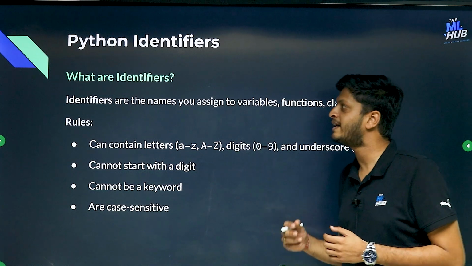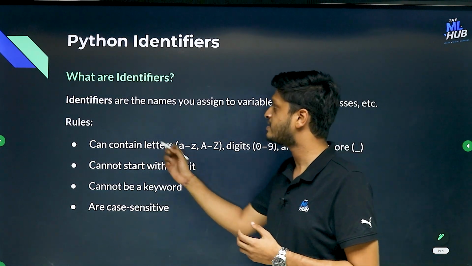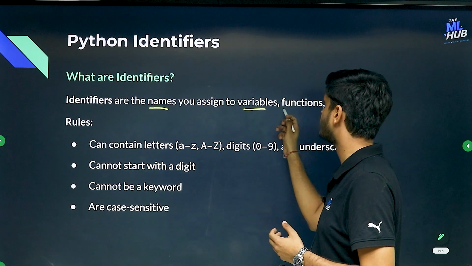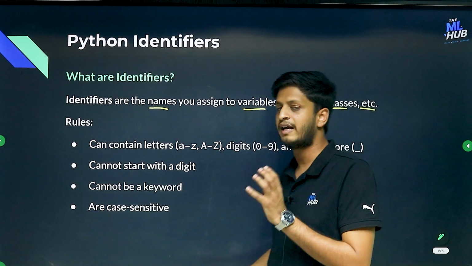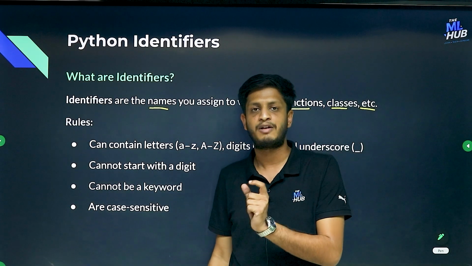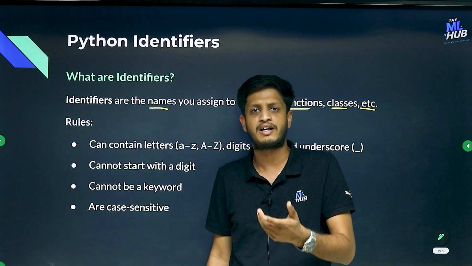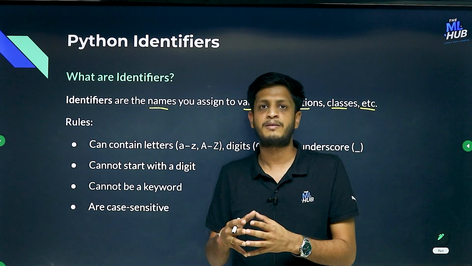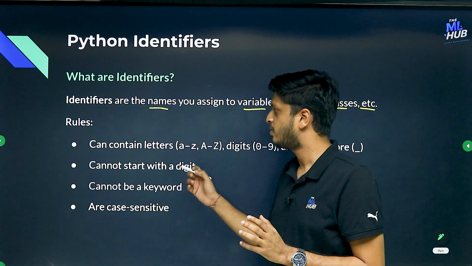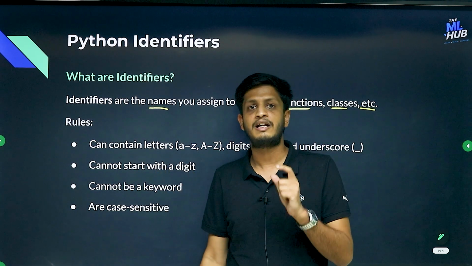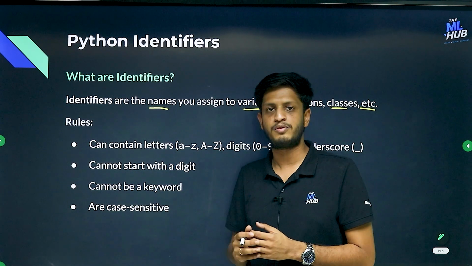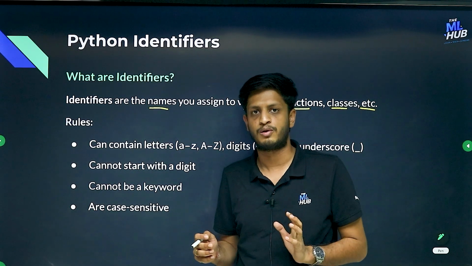Now next are Python identifiers. So what are identifiers? Identifiers are the names you assign to a variable, function, classes, etc. For anything, if you are assigning a name to a variable or a function or a class or an object, any name which you are giving in a Python program is called an identifier. Okay, and there are certain rules that we need to follow when you are creating an identifier. These are the set of rules which any Python identifier should follow.